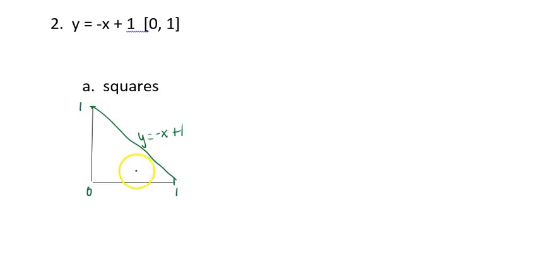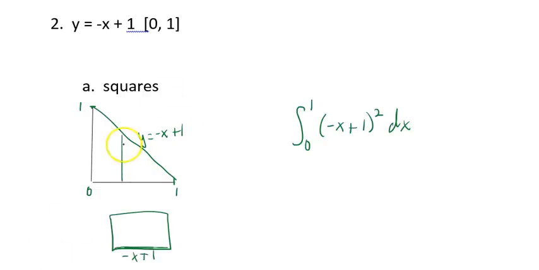Okay, so now pause and set up your equations. Okay, for the squares, the bottom of the square would be the negative x plus 1 function, and that's one of our sides. So our integral from 0 to 1 will be side squared with that negative x plus 1 as our side. So that's how we set it up for squares.